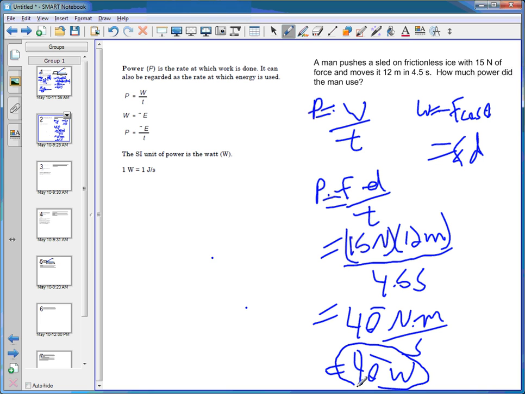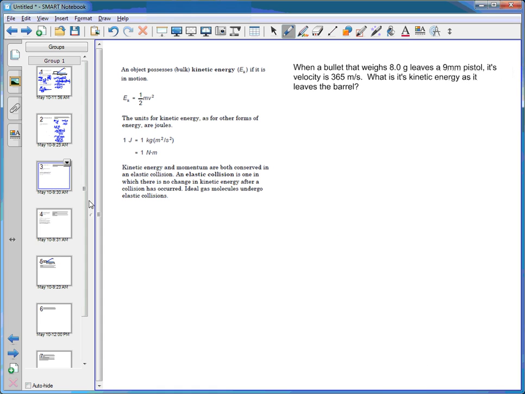Okay, next concept, kinetic energy. Kinetic energy is the energy of motion. In other words, it's how much energy an object has due to the fact that it's moving. It's equal to 1/2 times the mass of the object times its velocity squared. Ek equals 1/2 mv squared.